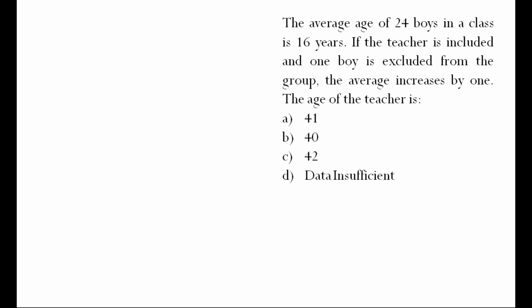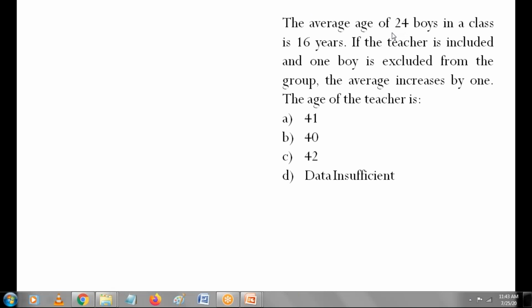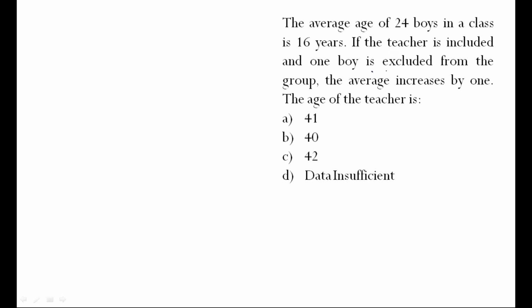Now, see this question. This is pretty much similar to the previous one only, but here I am trying to use the words excluded, included. Now 24 boys, average equal to 16, fine. Now what is this 24 boys? Among that, one boy is excluded. Now what will I write? B1 to 23 plus B24, let it be that boy. I am writing B24 separately.